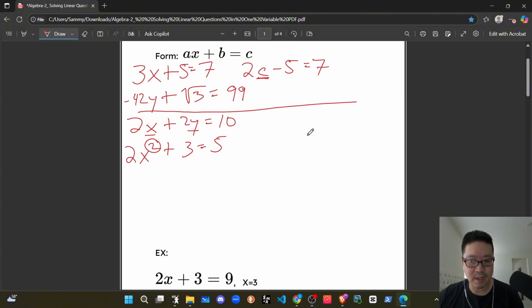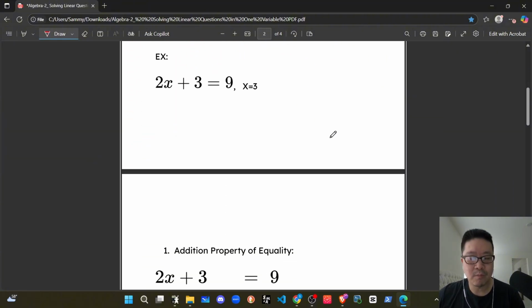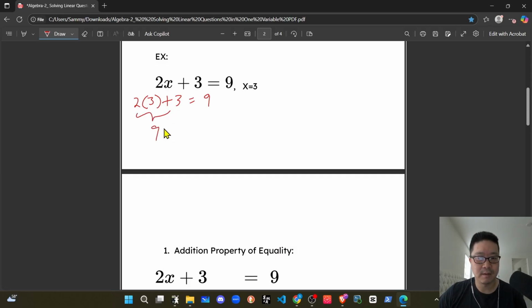Now, in previous classes, you might have been asked to do something like this, where you have an equation and you're given an x and you're asked to plug in and evaluate. So in this case, we have 2x plus 3 equals 9, and we're given x equals 3. All we have to do is plug in 3 and see if the equation is true. So on the left side, we have 2 times 3, which is 6. 6 plus 3 is 9. And on the right side, we have 9. 9 equals 9. Therefore, this equation would be true.